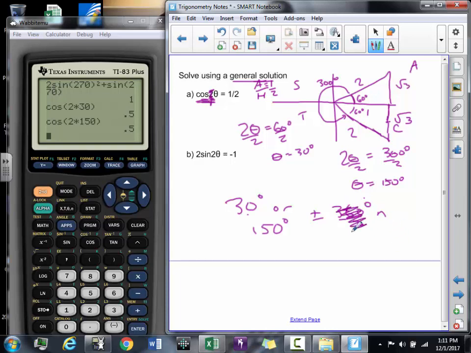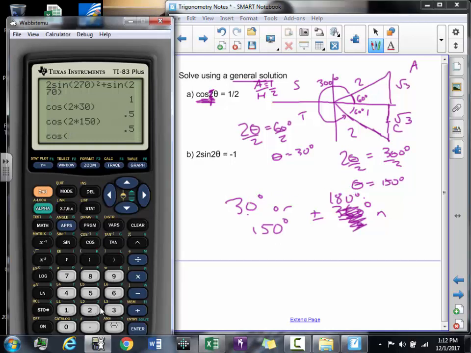So your next answer is not 360 away. It's actually 180 degrees away. So last thought, then I'm done. I keep saying last thought, then I'm done. 30 degrees works. 150 degrees works. What's the next angle that I should try? 210. Make sense? Because 30 degrees plus 180 would give me 210. So I'm just going to confirm that, then we'll go. If I do cosine of 2 times 210, that also equals 0.5.